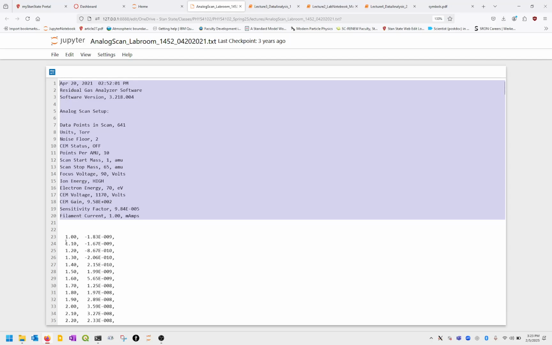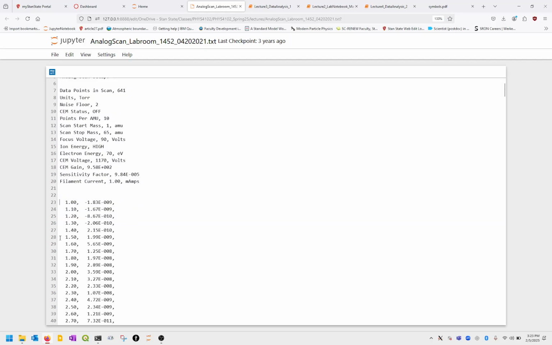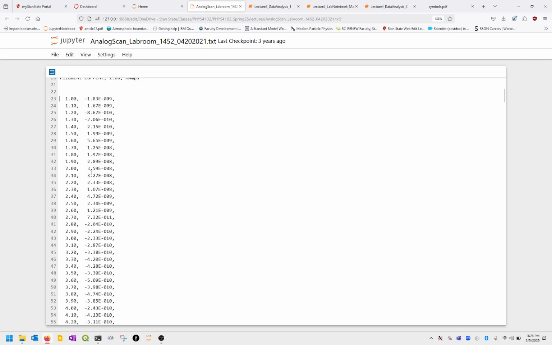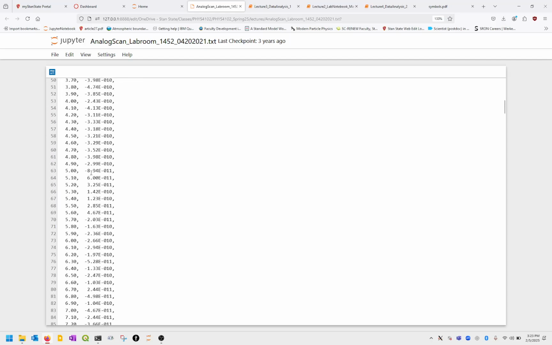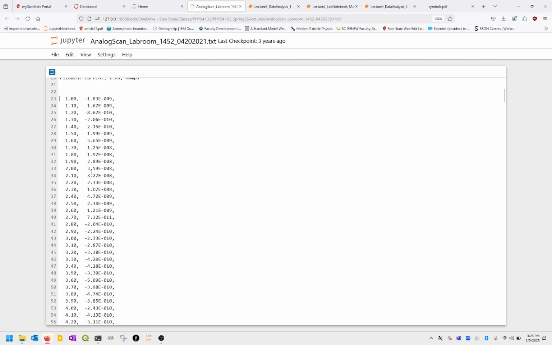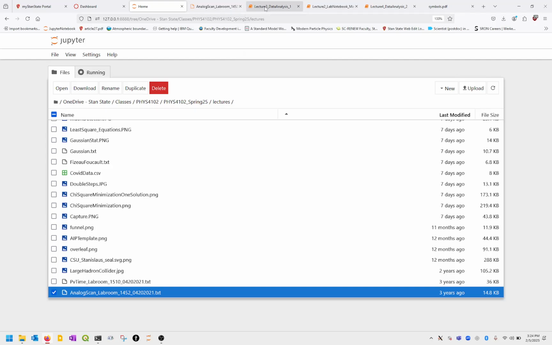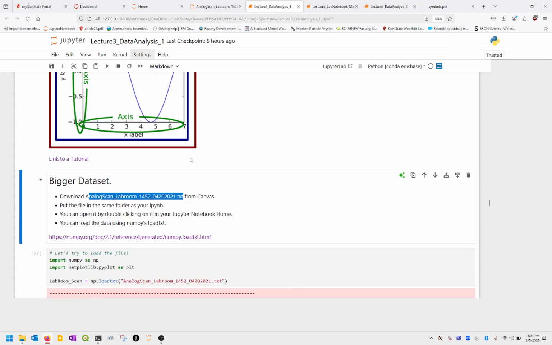It's actually row 23 where the data starts. You can tell it's data because it's just 1, 1.1, 1.2, 1.3, the boring stuff, and then there are some numbers next to it. Some of these numbers are negative; we'll talk about what that means in a second. So I have a data file, and I'm going to tell Python to open it.